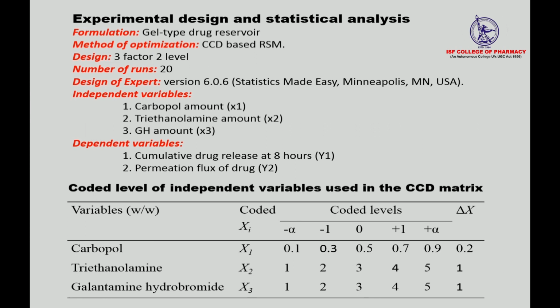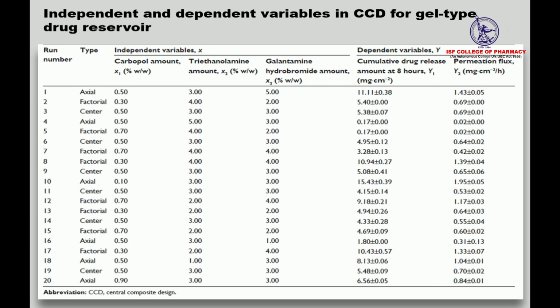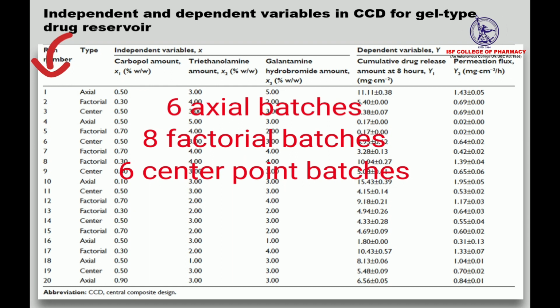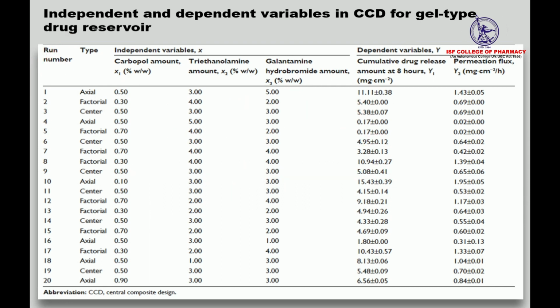As the authors used CCD, 2 more levels were created. Minus alpha was the lowest possible concentration and plus alpha was the highest possible concentration used to develop the transdermal patch. Using this experimental design, they prepared total 20 batches. Out of all, 6 axial point batches, 8 factorial point batches, and 6 center point batches were prepared. Value of the Y1 was found to be in the range of 4.15 to 15.43 milligram per centimeter square, and value of Y2 was found to be in the range of 0.02 to 1.95 milligram per centimeter square per hour.